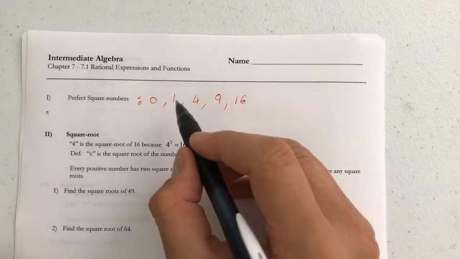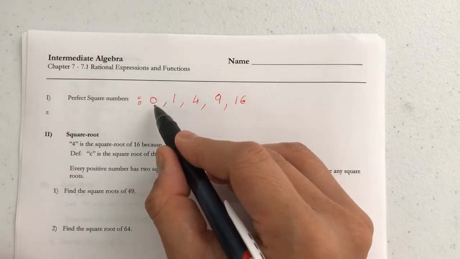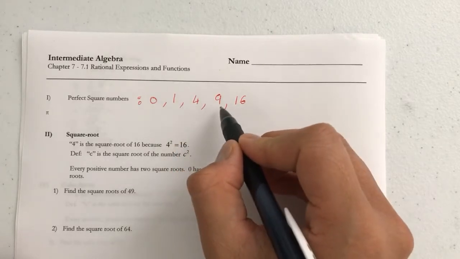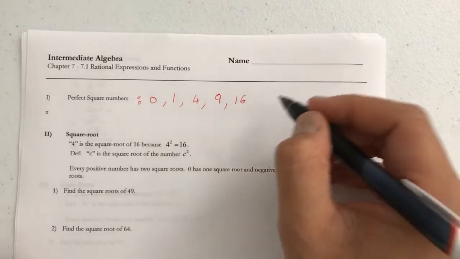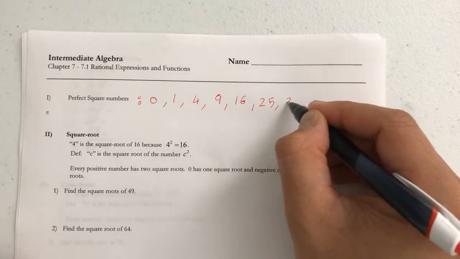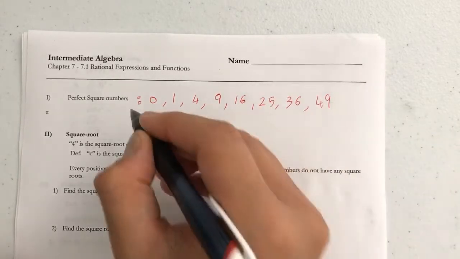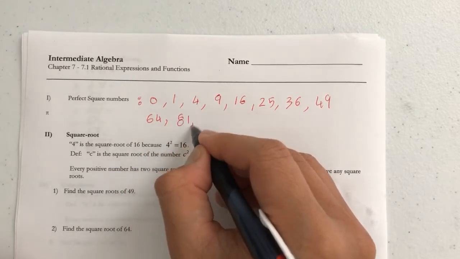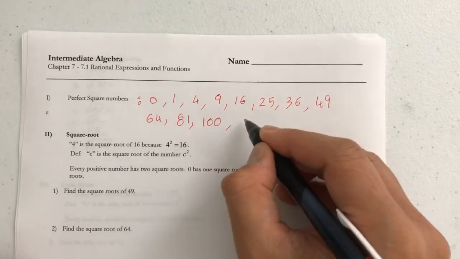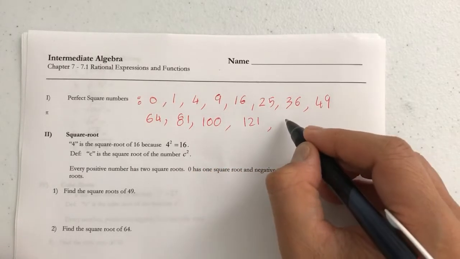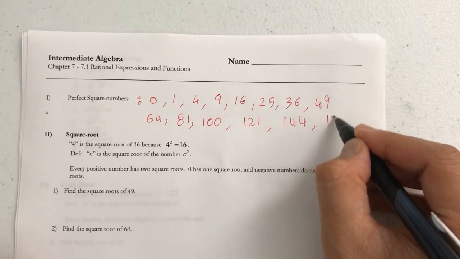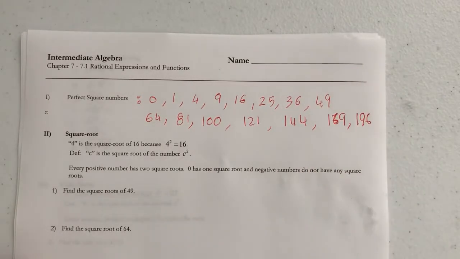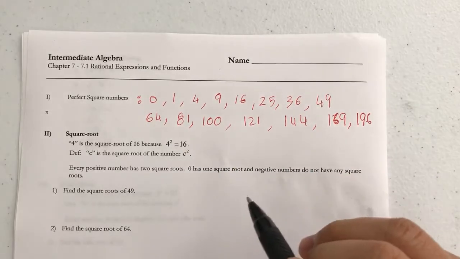These are special numbers because 0 squared is 0, 1 squared is 1, 2 squared is 4, 3 squared is 9, 4 squared is 16, 25, 36, 49, 64, 8 squared is 64, 9 squared is 81, 10 squared is 100, 11 squared is 121, 12 squared is 144, 13 squared is 169, 14 squared is 196, and so on and so forth. So we wrote down the first 14 perfect squares.